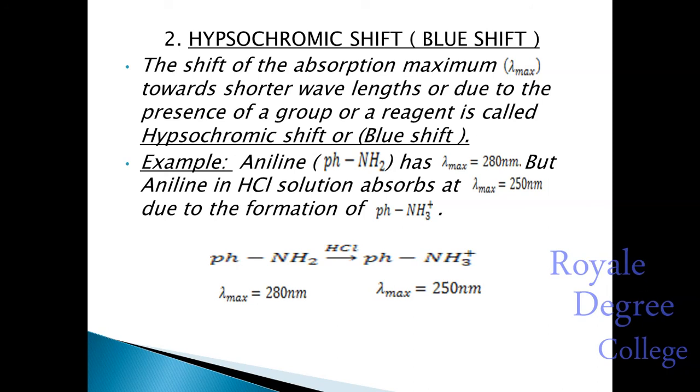Here you can see the reaction. We are taking aniline. Ph is the benzene ring to which NH2 is attached. That is named as aniline. Aniline we are taking in hydrochloric acid. Here the lambda max value for this aniline is 280 nanometer. From this we are getting a product as phenylenium ion. The lambda max value for the phenylenium ion is 250 nanometer.